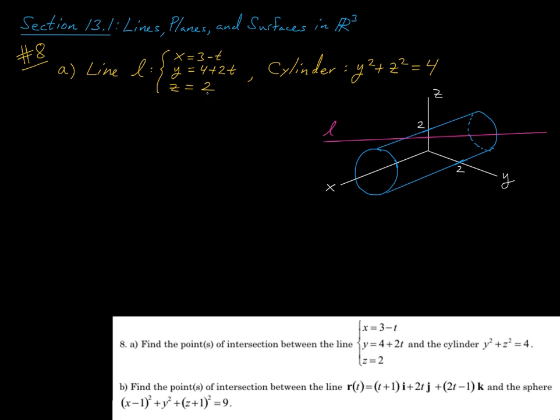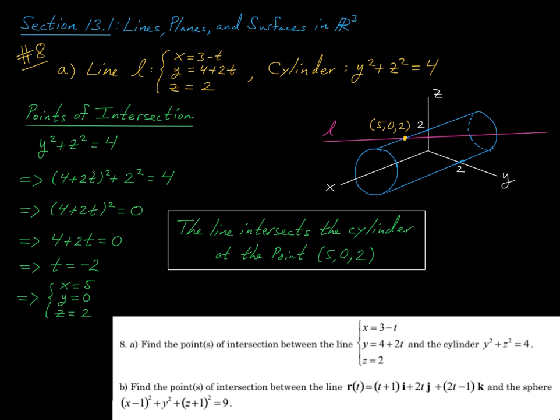All right, now to find a point of intersection, the key idea is that at a point of intersection, we are on the cylinder as well as on the line. So what we're going to do is take the coordinates on the line and substitute them into the equation for the cylinder and solve the resulting equation for t. Okay, so we do that here.